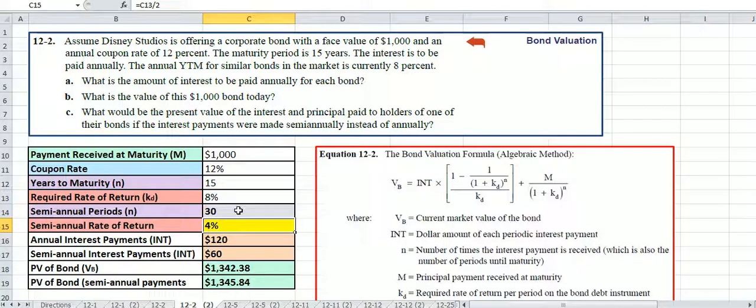Okay, so that's problem, let's see, yeah, A, B, and C. So what is C? What is the present value of the interest rate? Oh, right. So this answers A, B, and C. Okay.